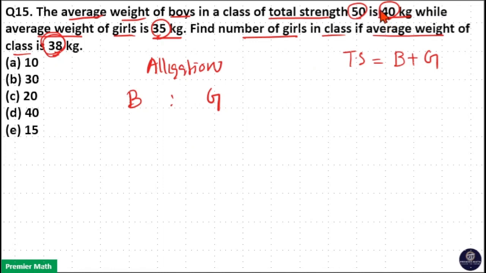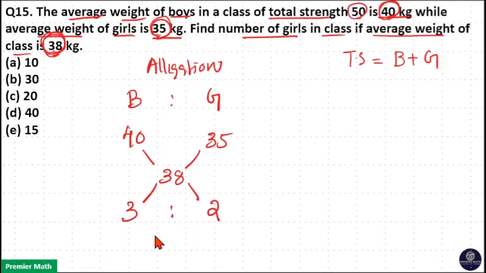Here the average of boys is 40 kg, right here. And the average of girls is 35 kg, right here. Now the average of the class is 38, write it in the center. Now take the difference between 40 and 38, which is equal to 2. So write it in the bottom right corner. Now take the difference between 38 and 35, write it in the bottom left corner, that is 3. Now here the boys and girls ratio is 3:2.